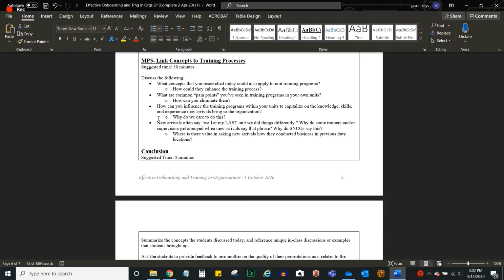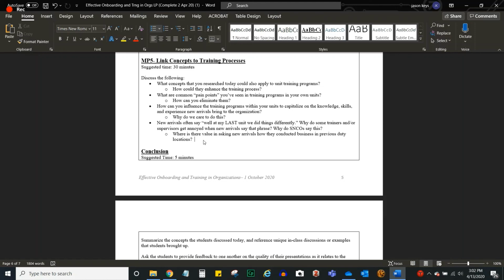And we're kind of setting the students up here because they're going to have answers like, well, because they can't break away from their old unit. They can't change the way things are being done here. But then we ask them down here, we kind of flip the table on them. We say, okay, but is there value? Is there value in asking them, hey, how did you do stuff at your previous duty location?